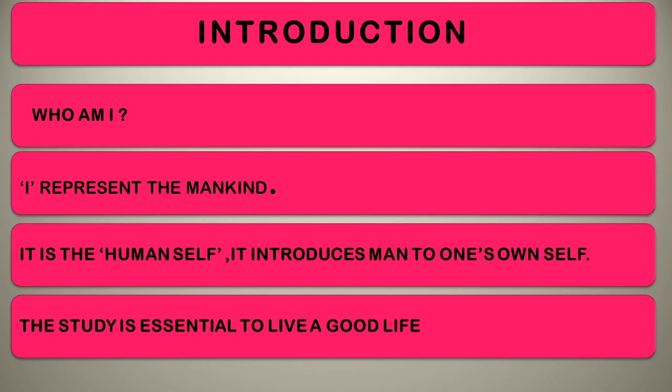This study is essential to live a good life. So, the study of human being and its relationship with oneself, the nature, with other human beings, and the existence beyond the perceptual world is very essential for the good life. In order to know who we are, what we are, our abilities and limitations, what we want, what we do not want, what we should do, what we should not do, we must first understand what we exactly are.